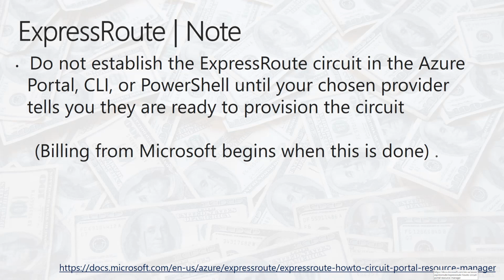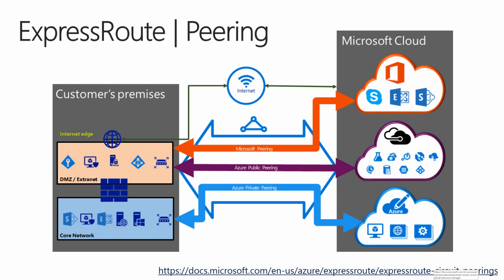Once you've decided to go ExpressRoute and have begun your discussion with your service provider, do not establish the ExpressRoute circuit in the Azure portal, via Azure CLI or PowerShell, until your chosen provider tells you they are ready. As soon as you perform this step in Azure, whether or not the ExpressRoute circuit exists, billing will begin. Once you have your circuit in place and established, you'll need to set up peering. Peering is how you connect to the various services available in Azure from your on-premises network. There are 3 types of peering that can be enabled on your ExpressRoute circuit.